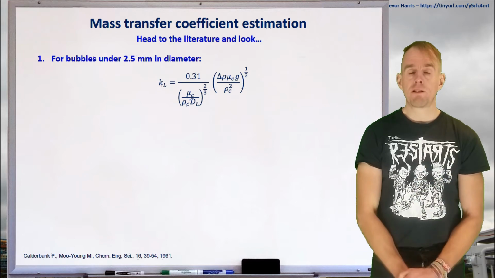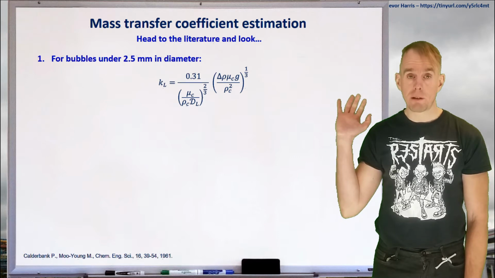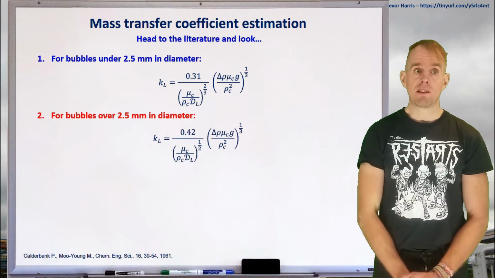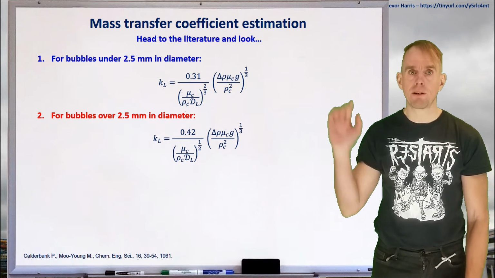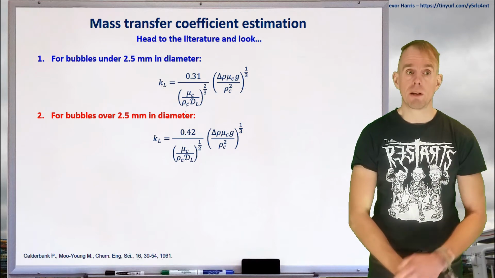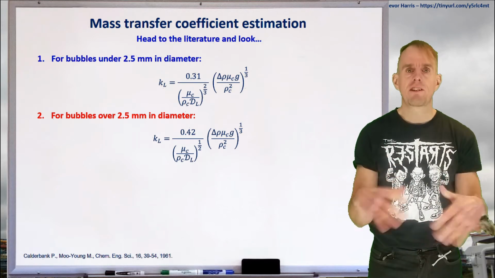If you've got bubbles that are under 2.5 millimeters in diameter, the equation that I've put on the whiteboard will apply to them. If your bubbles are over 2.5 millimeters in diameter, then you've got a slightly different mass transfer relationship, and both of those relationships come from that paper that I've referenced on the whiteboard by Calderbank and Moo-Young. So if we look at these mass transfer equations, let's see what's in them.